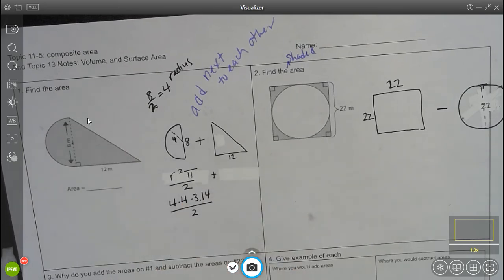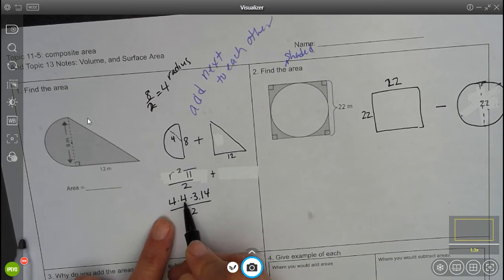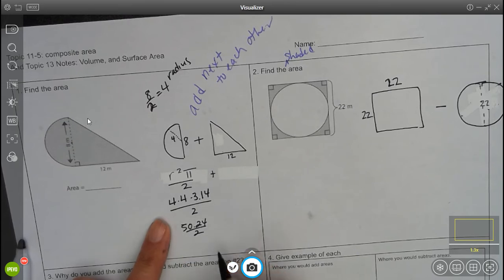I went ahead and did this multiplication out of 4 times 3.14, and I got for that 50 and 24 hundredths. And that is what I'm going to cut in half, giving me 25 and 12 hundredths.